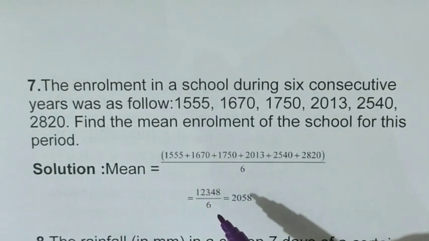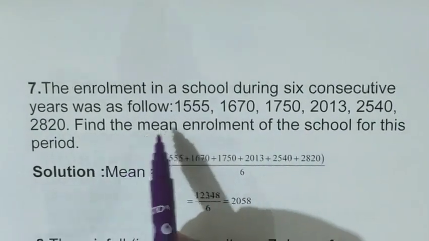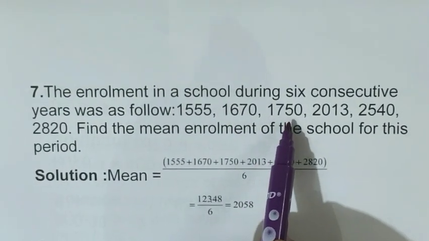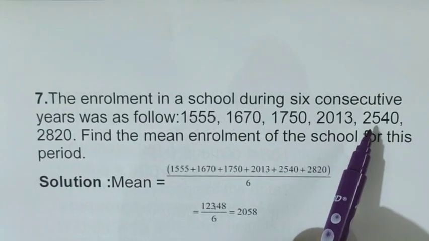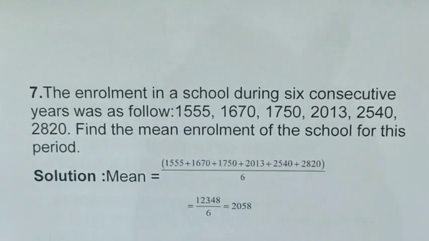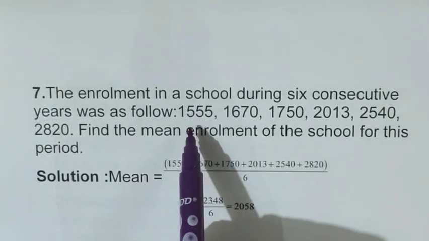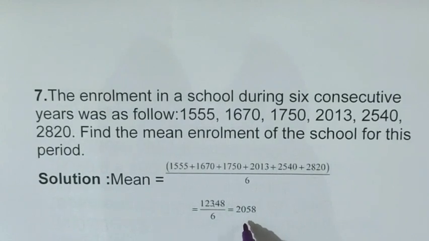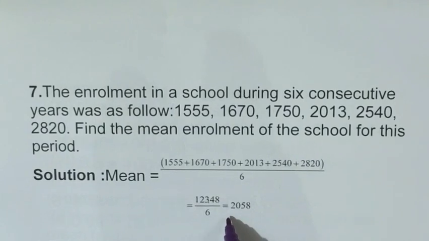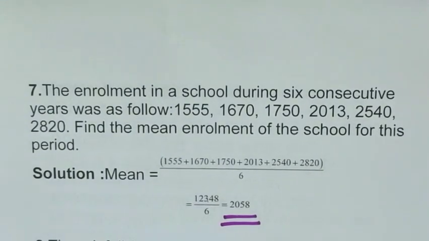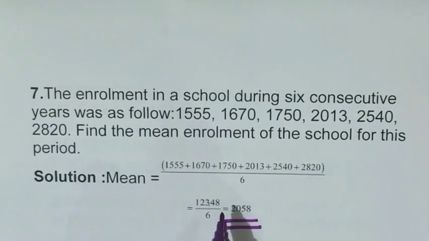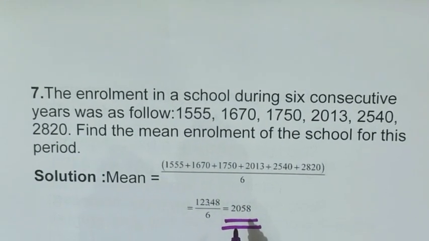Seventh question. The enrollment in a school during 6 consecutive years: 1555, 1670, 1750, 2030, 2540, 2820. Find the mean enrollment. So just mean only. So what we have to do? Sum of the observations by number of observations. Just add all the values. You will get 12348 by 6. Answer is 2058. What is the mean here? 2058. It's a normal question. Just add the values and divide by total number of observations. It is equal to 2058.